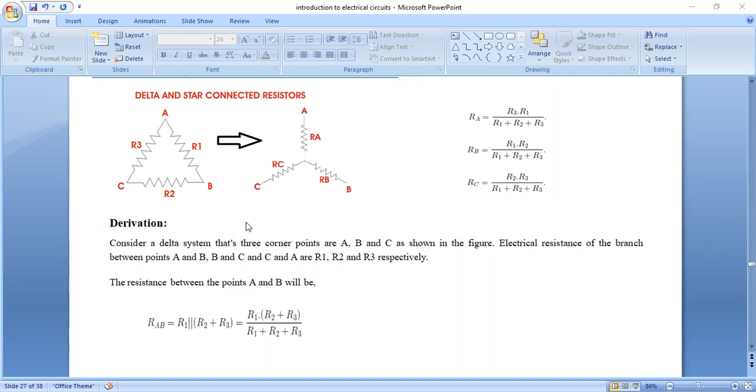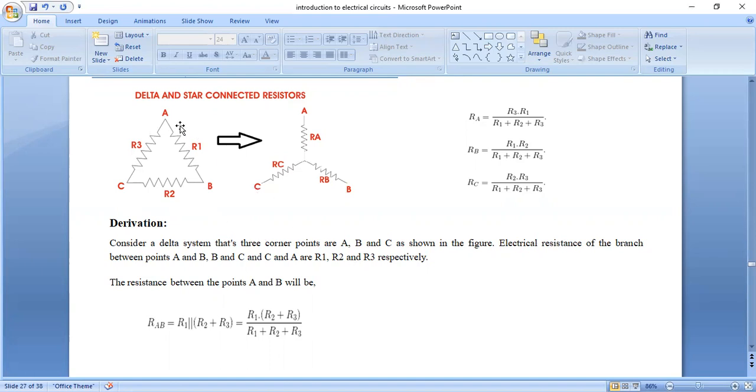Let's see the derivation. See here, the resistance between the points A and B will be, here this R1 resistor is parallel to these two resistors. So RAB equal to R1 parallel to R2 plus R3. Similarly, RBC equal to R2 parallel to R1 plus R3. Next, RCA equal to R3 parallel to R1 plus R2.